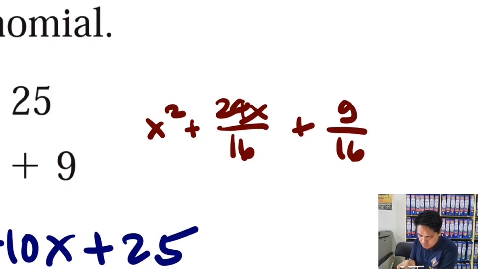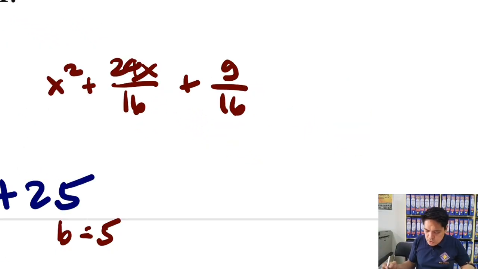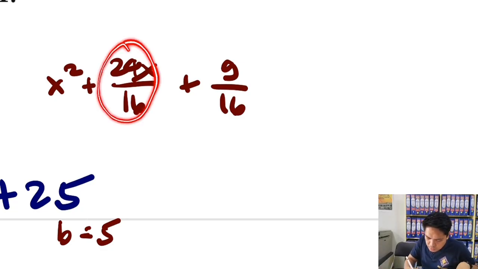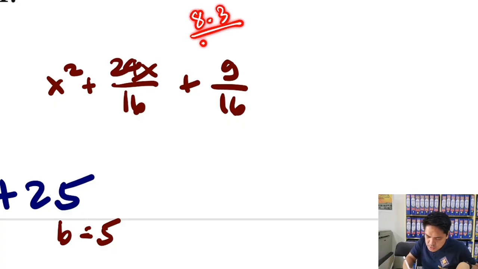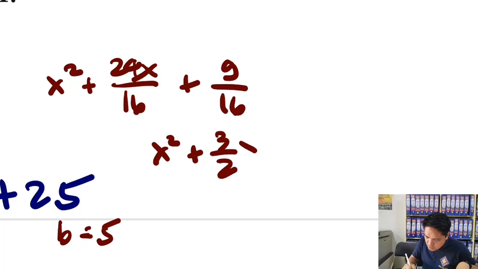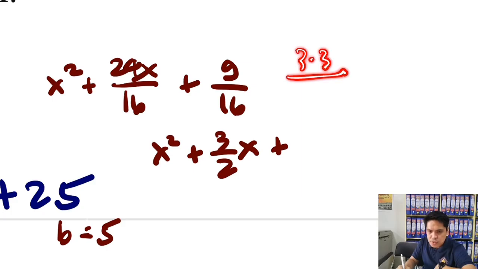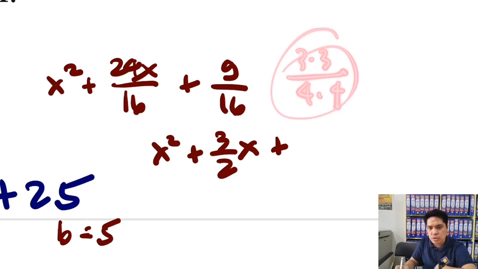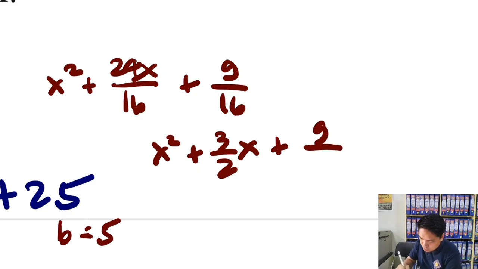Okay, so let's try to take a look. Let us express this first into its simplest form. So, take a look at 24 over 16. Pwede pa siyang masimplify. So, 24 is 8 times 3 and 16 is 8 times 2. So, you could cancel out 8 here. So, we'll have x squared plus, this is 3 halves na lang, x or 3x over 2 plus, kanisya, we cannot reduce this to lowest term anymore because the factor of 9 is 3 times 3. The factor of 16 is 4 times 4. There's no common factor. So, nothing to cancel out. So, it's still 9 over 16.